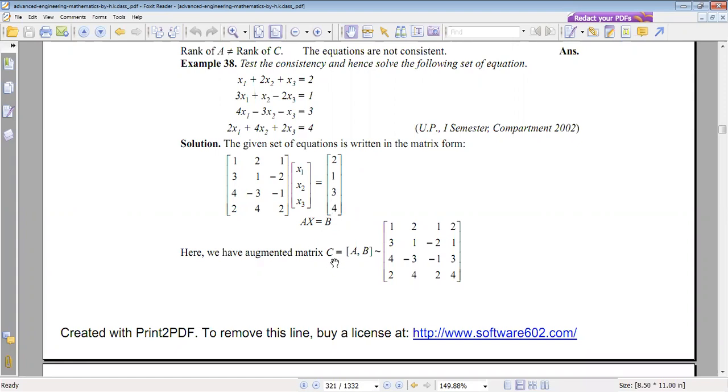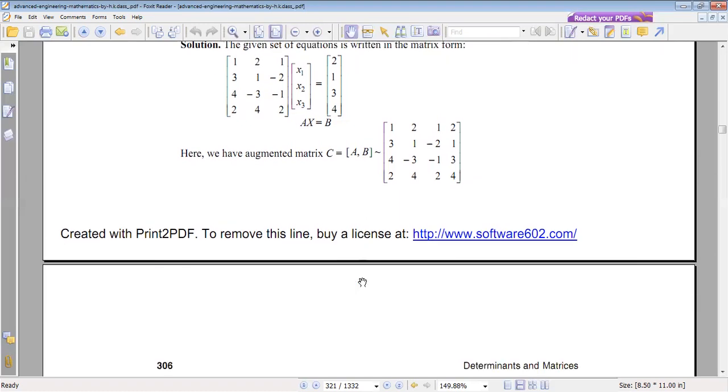Now see what is the augmented matrix C. C is equal to what? C is equal to A augmented with B. So this is the matrix A, and the last column is the matrix B. See here, 2 1 3 4. That means the first three columns are the matrix A, the last column is the matrix B. So as a whole it is A augmented with B. That means the augmented matrix. Okay.